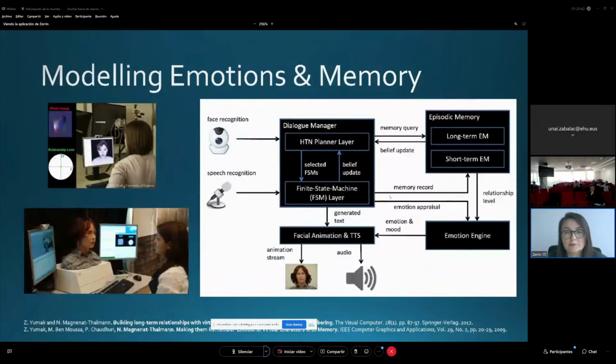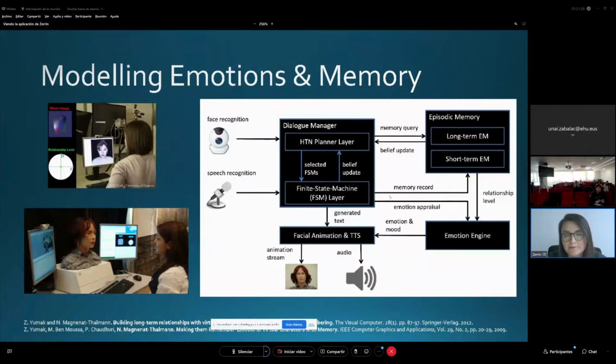One area I was specifically focusing on is modeling emotions and memory. That was developed for a robotic tutor. We developed a virtual version of it, but also a robotic version of it. This was a robot head from Hanson Robotics. And here you see the architecture of emotion and memory-based interaction.